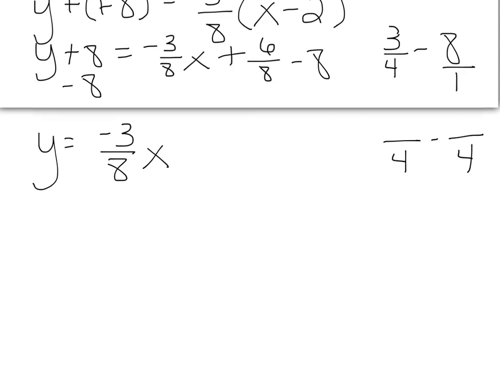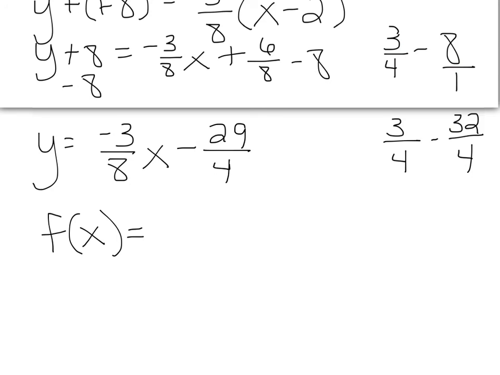So remember, 4 into 4, 1 times 3 is 3. 1 goes into 4 4 times. 4 times 8 is 32. So 3 minus 32 is negative 29 over 4. And then we're just going to change y to f of x. So we have negative 3/8 x minus 29 over 4.